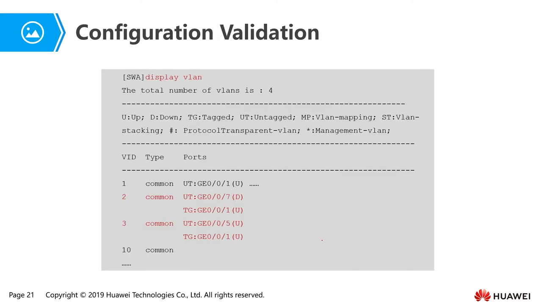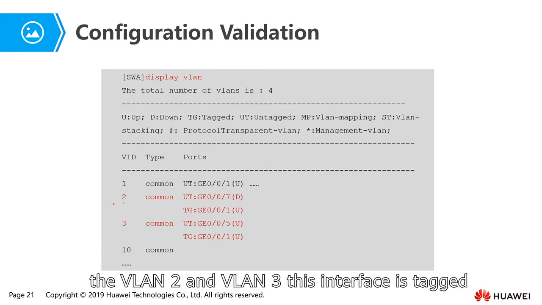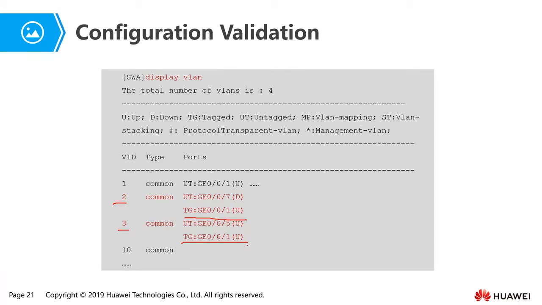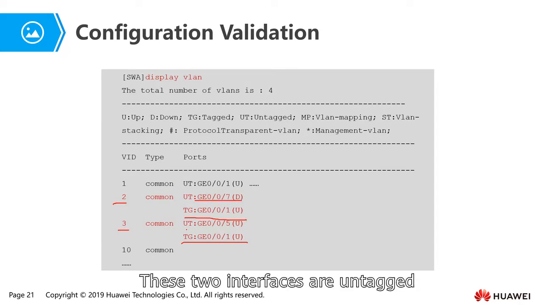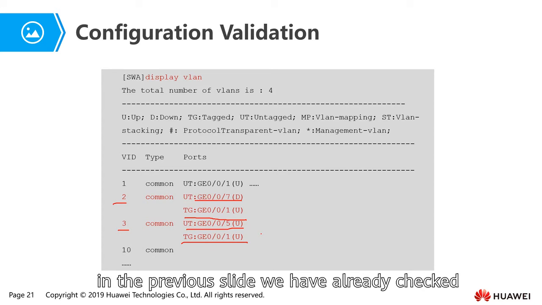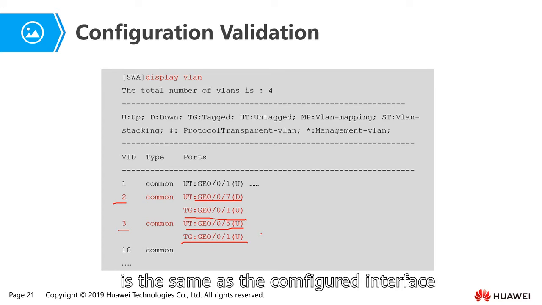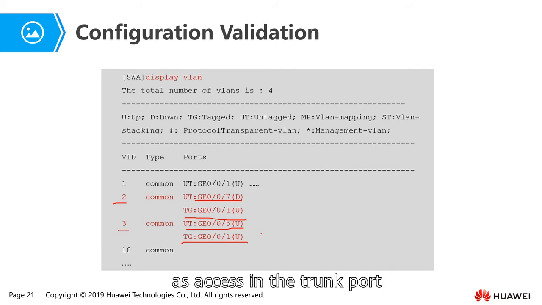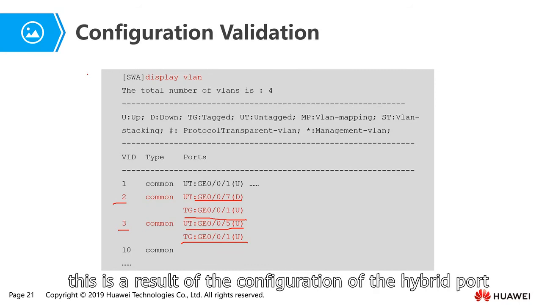After configuration we can check the configuration. Display VLAN, we can see VLAN 2 and VLAN 3. This interface is tagged, and these two interfaces are untagged. This result is the same as what we checked in the previous slide when configuring interfaces as access and trunk ports. This is the result of the configuration of the hybrid port.